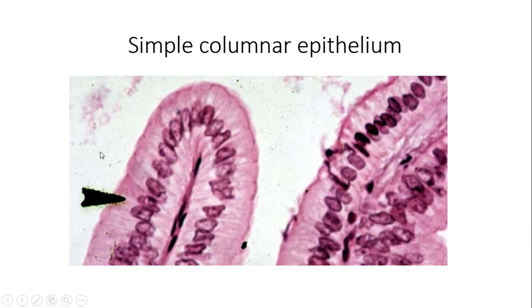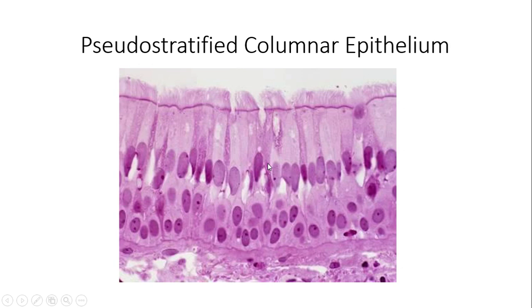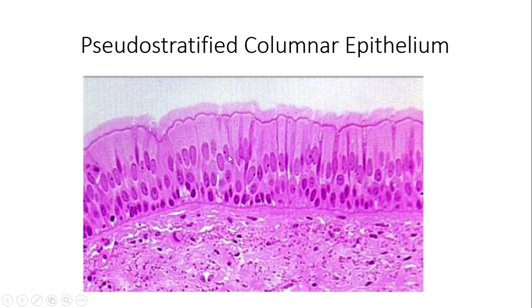This is another example. You see the free surface. All these nuclei tend to always run in the same level when you're looking at simple columnar. That's going to be a good way to differentiate between this one and the next one we're going to cover, which is this one right here. The nuclei do not run in the same level. They're all over the place. But we'll get to this in a little bit.